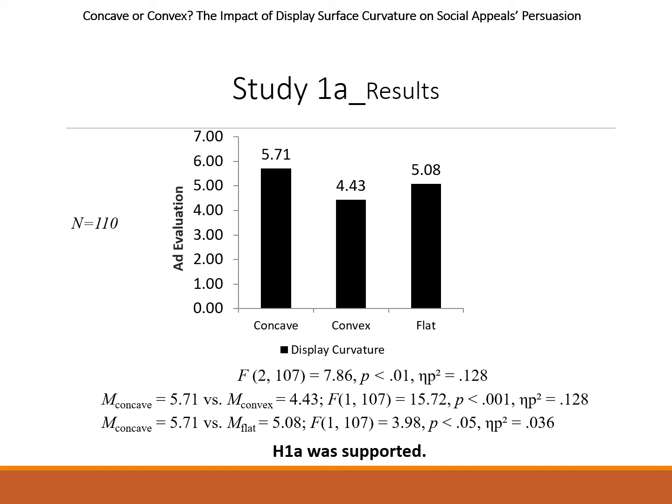So the results support our hypothesis 1A that marketing advertisements that contain social appeals are more persuasive when they are presented on a concave versus convex or flat surface. And additionally, we did not find the effects of alternative accounts in the analysis. So hypothesis 1A was supported.